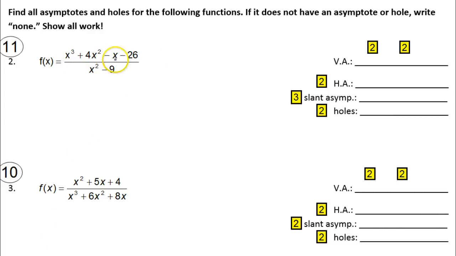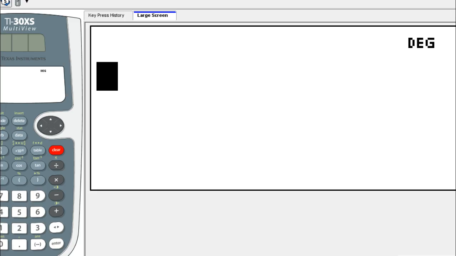I'm noticing that this numerator has 4 terms. Normally I would try to do grouping, but I see that I have a 26 and a 1 and a 4 and a 1. It doesn't look like grouping is going to work. So what I need to do is put this into a calculator and see if I can find any zeros. So that's what I'm going to do.